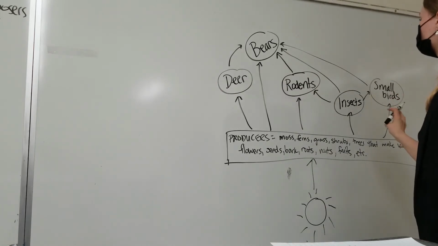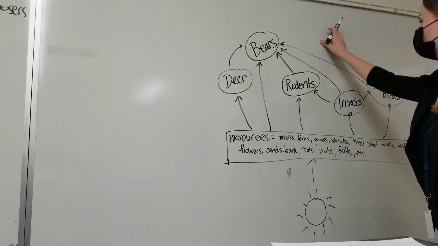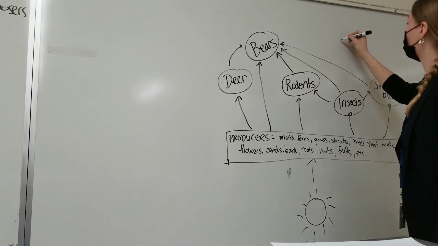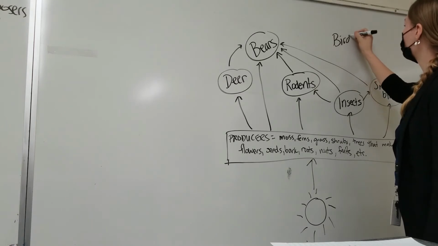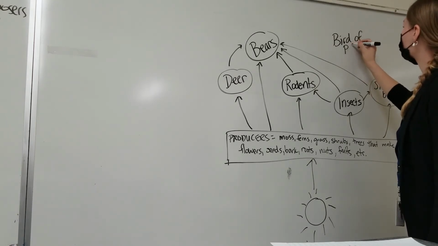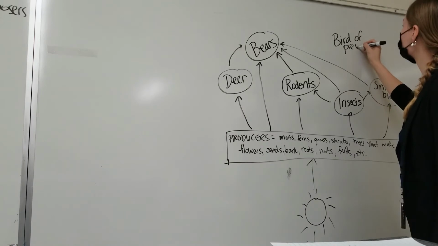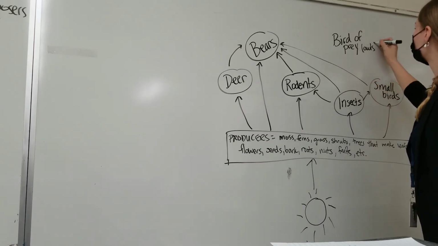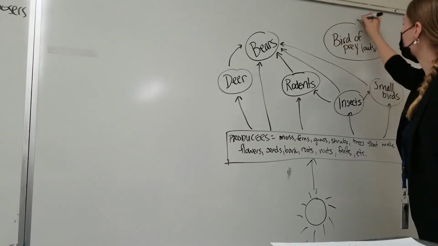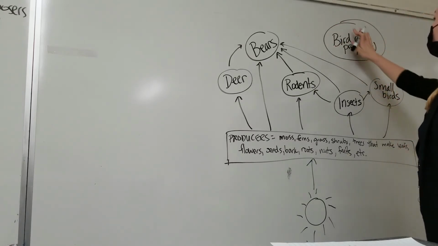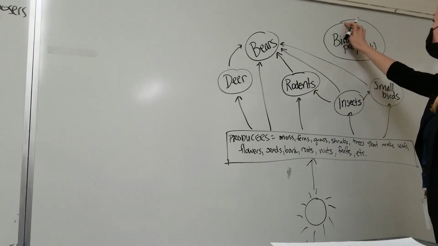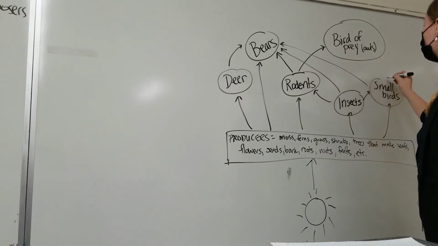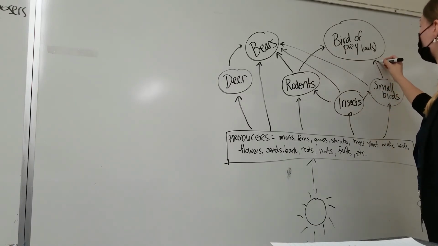Another organism you're going to find in the forest that eats animals would be a bird of prey. Birds of prey are any birds that hunt animals to get their food. An example would be owls. Those are common in forests. They are going to just eat animals for the most part. They're mostly going to eat rodents, and sometimes they'll eat small birds.